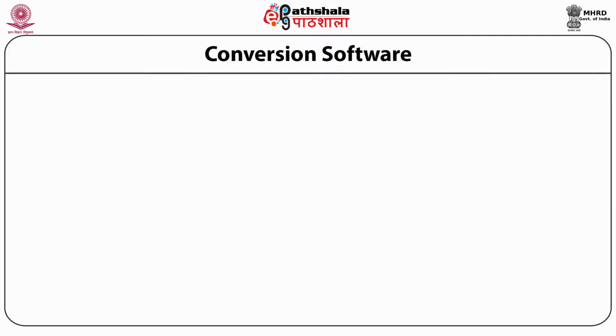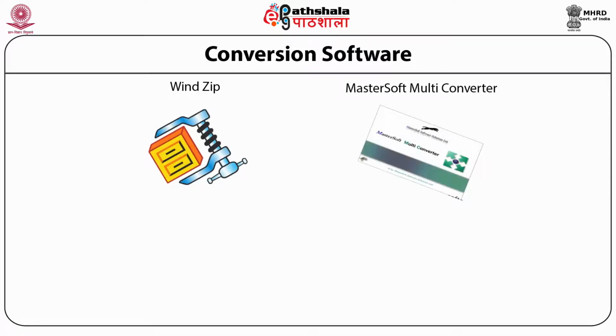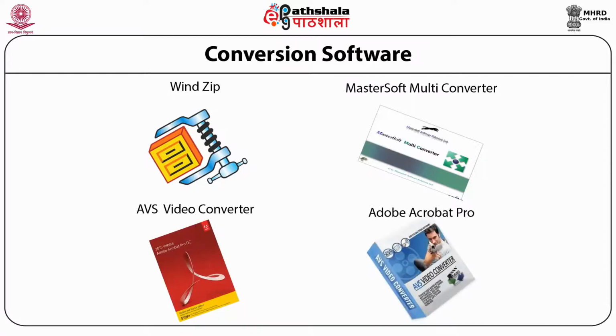Conversion software. The most commonly used data conversion software are WinZip, Mastersoft Multi-Converter, AVS Video Converter, and Adobe Acrobat Pro. WinZip is a lossless converter. AVS Video Converter is a video converter. Adobe Acrobat Pro is a PDF converter.